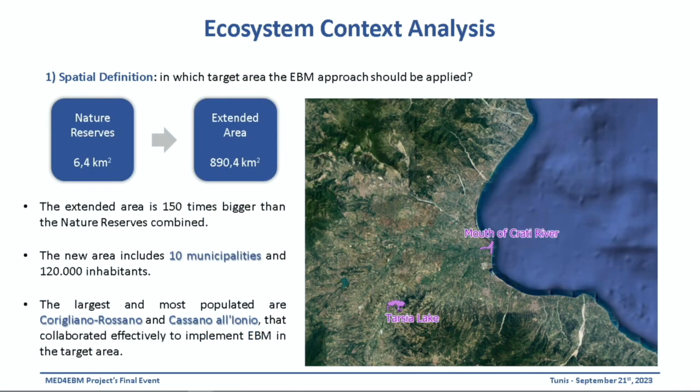And this is why we went from the natural reserves, 6.4 square kilometers, to something bigger, which is an extended area of around 900 square kilometers, which is approximately 150 times bigger, and includes 10 municipalities with a total of 120,000 inhabitants. So we passed also from zero, let's say, people to a bigger amount. Among these municipalities, Cassano Ionio and Corigliano Rossano, that are more or less in the middle of this map, are also the most important and biggest municipalities, and also, let's say, the closest stakeholders that we had during the 3 years project.